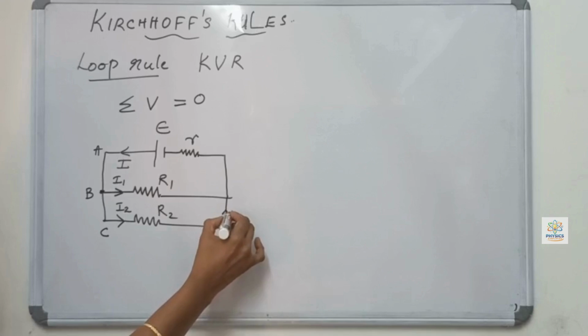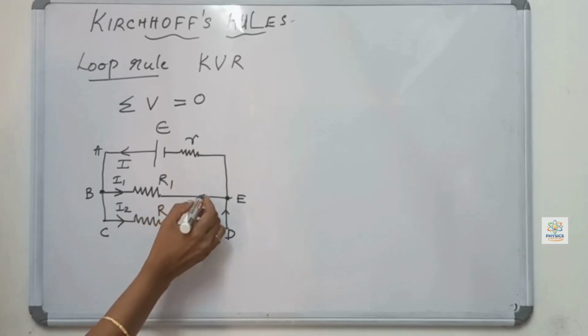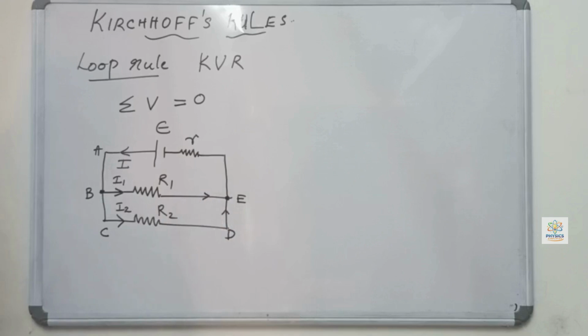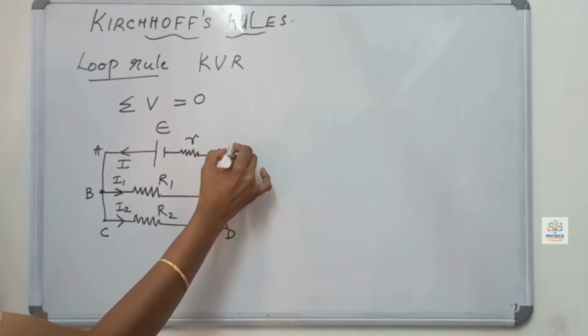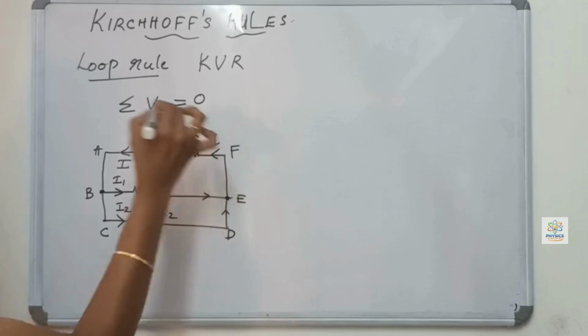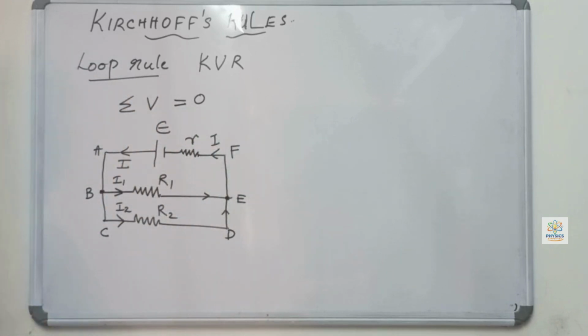This current I2 enters at this junction and similarly I1 also enters at this junction. Then it will go through the resistor r. Here the current is again equal to I. So next we have to consider a closed loop.